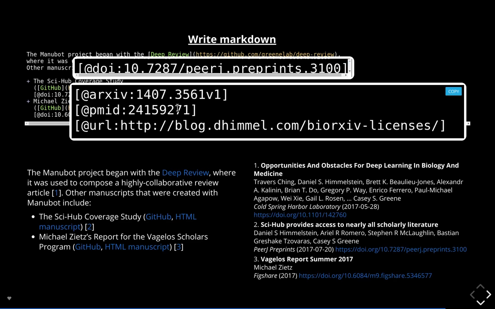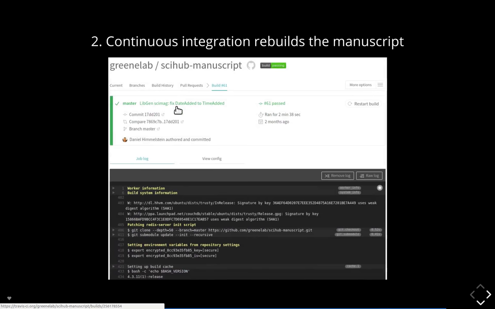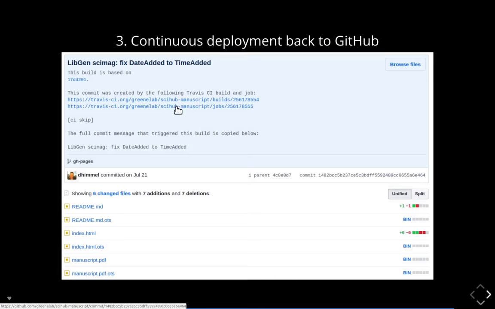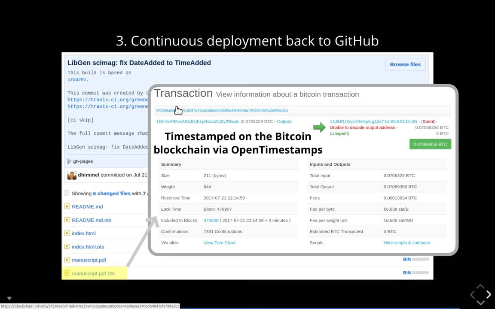And it uses something technical called continuous integration to, whenever someone suggests a change, look if it's well formatted and then deploy the change. It timestamps, it deploys it back to GitHub, so it updates on the website, and it timestamps the manuscripts on the Bitcoin blockchain, so you can prove that they existed at a past point in time, which could help with authorship or precedence disputes and makes it much harder to do certain types of fraud where you want to change what you said in your paper.